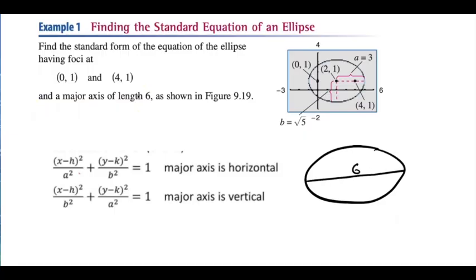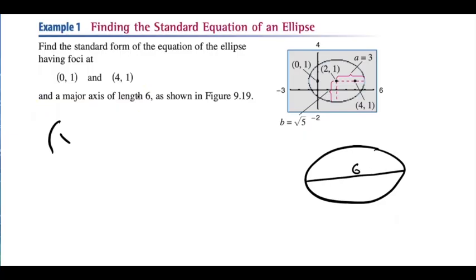And with that, we should be able to find the rest. First, let's write down our equation. The standard form of an ellipse is (x minus h) squared over ... plus (y minus k) squared over ... I do want to figure out if my a squared is underneath my x or my y. Remember, a squared is the bigger one.